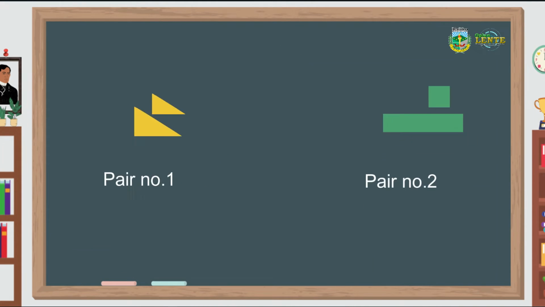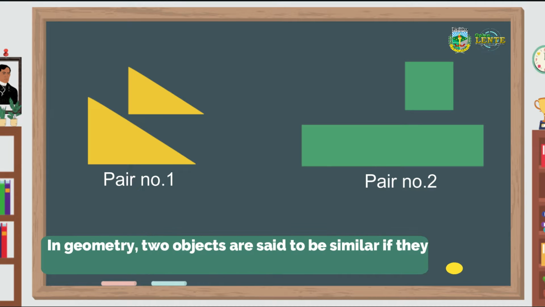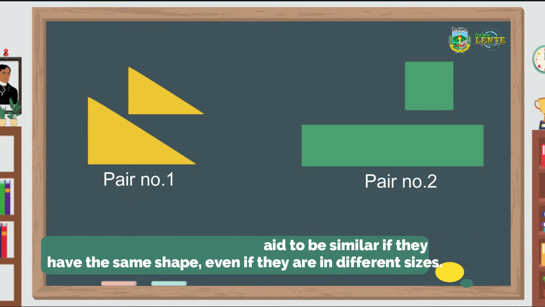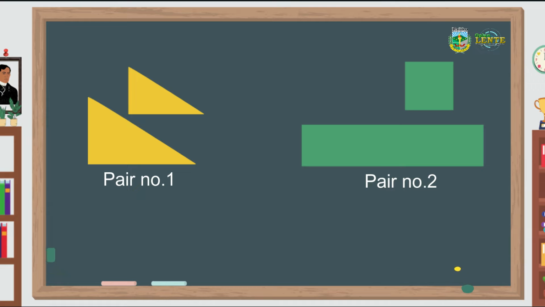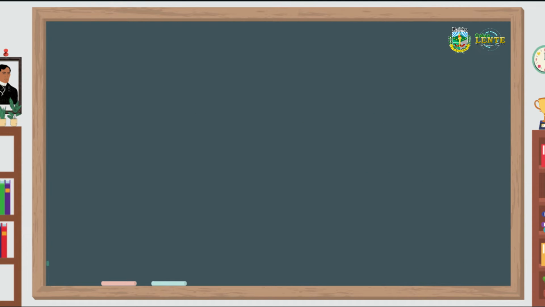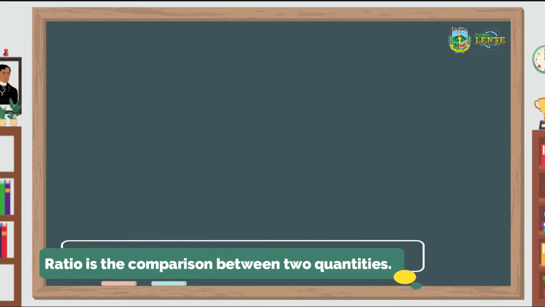In geometry, two objects are said to be similar if they have the same shape, even if they are in different sizes. An object that is similar to another can be created by uniformly stretching or reducing the same amount in all directions. When we recall the definition of ratio of two numbers, it is the comparison of two quantities.